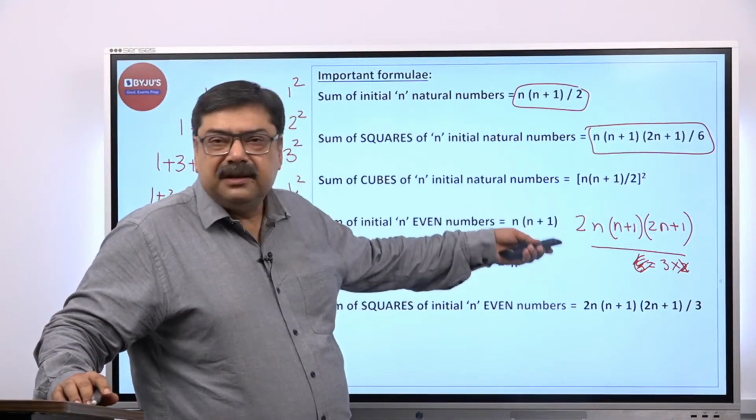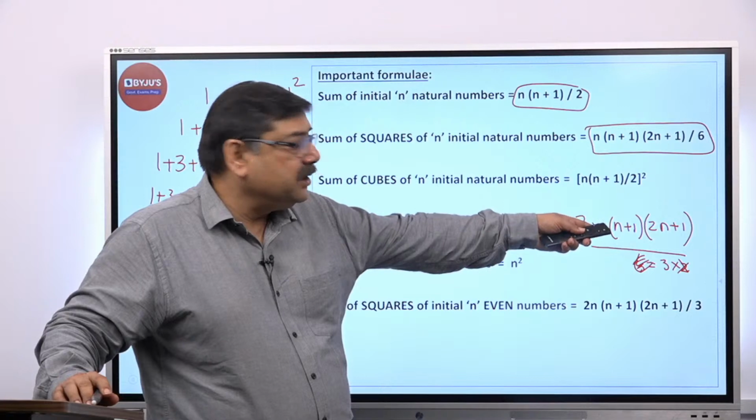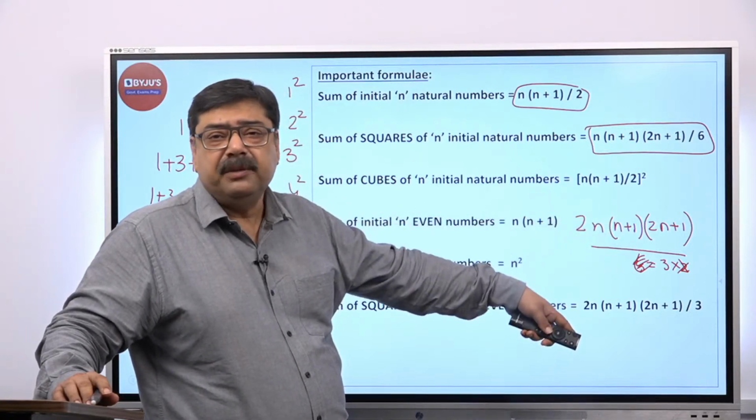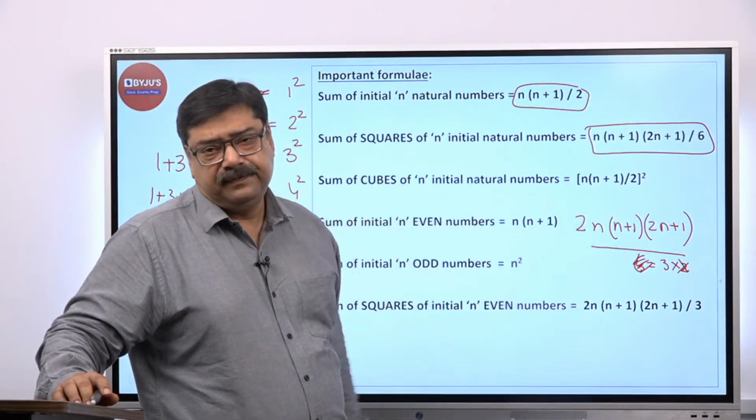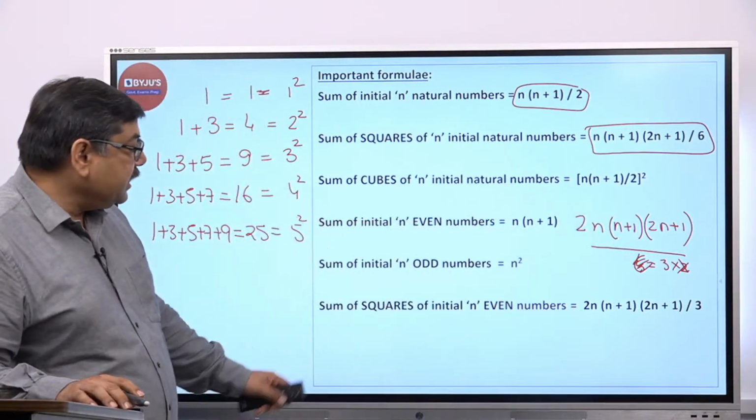So you multiply with this n into n plus 1 into 2n plus 1. Forget about 6 in the denominator. Just multiply this with 2 by 3. Job done. Alright. Now this is something that you need to memorize.